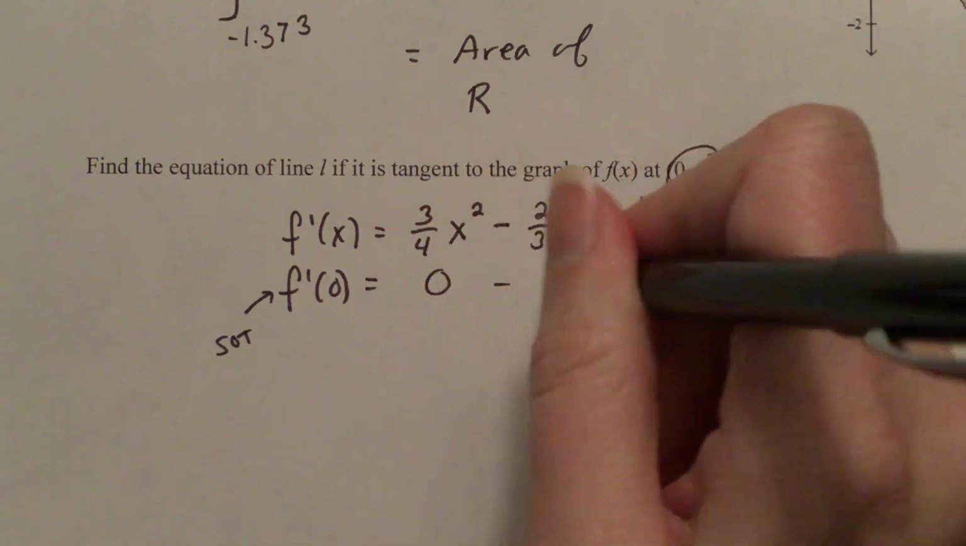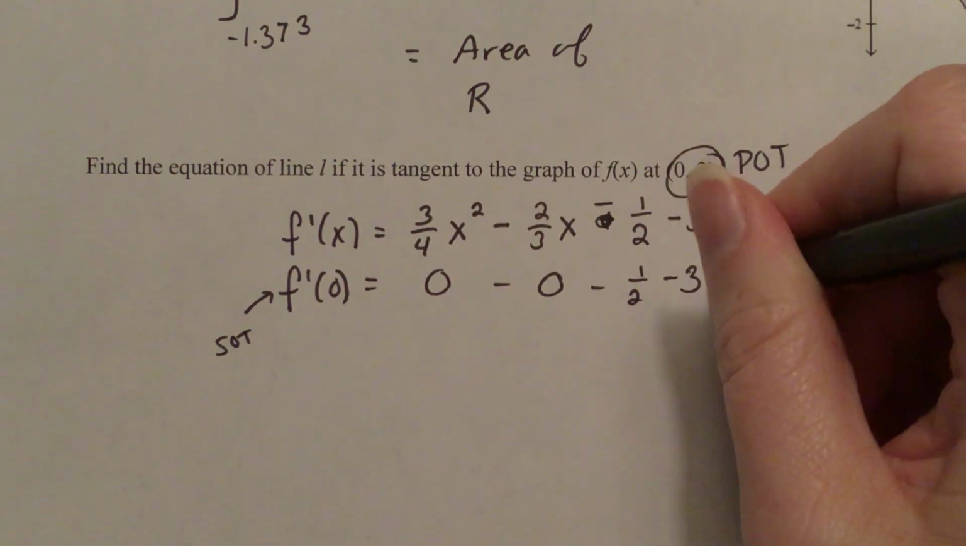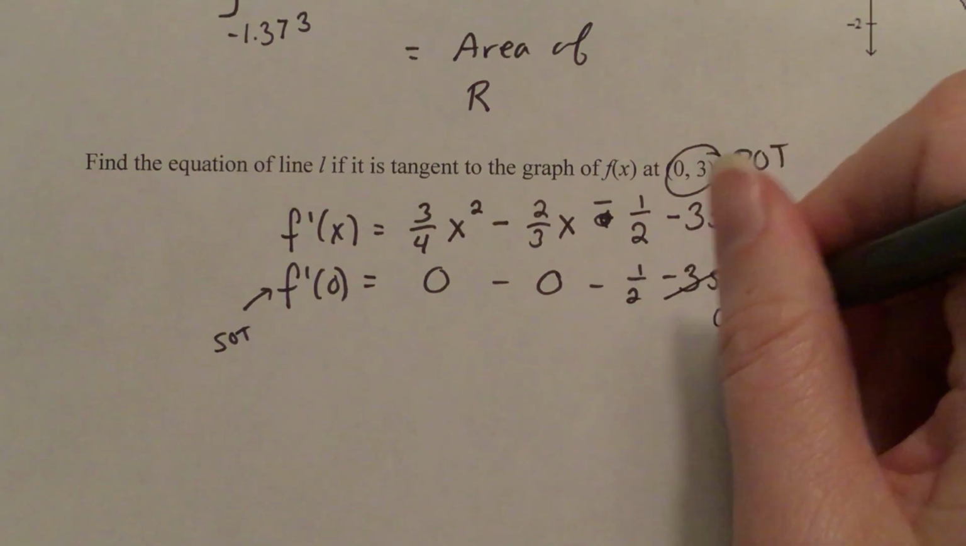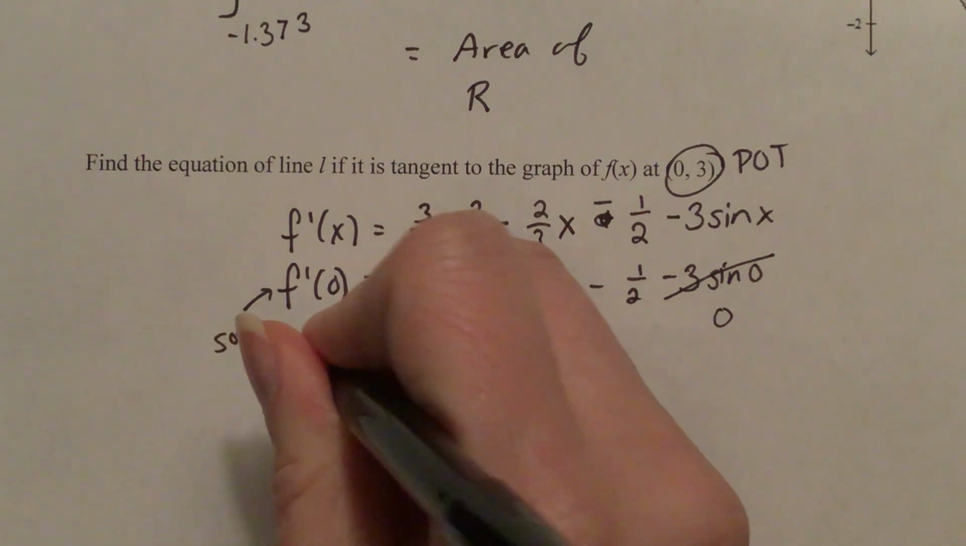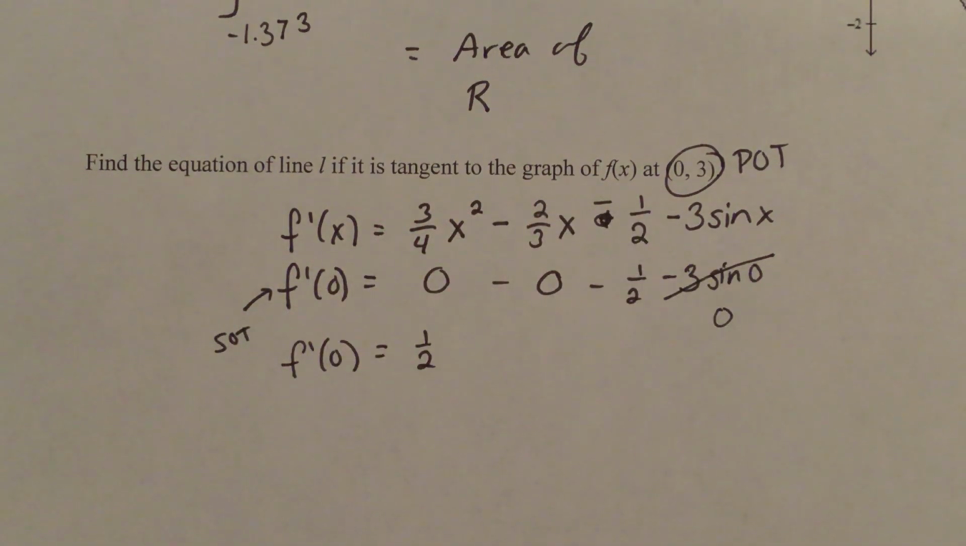Okay, we plug in 0. We get 0 minus 1/2 minus 3 sine of 0. Sine of 0 is 0. So f prime of 0 equals 1/2. Okay, that simplified pretty nicely.